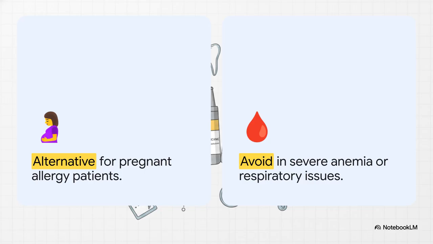But again, let's pause and focus on the absolute red flags. You must never administer prilocaine to patients with severe anemia or blood disorders, simply due to the risk of methemoglobinemia. Furthermore, it is completely contraindicated for anyone with severe respiratory or breathing problems.